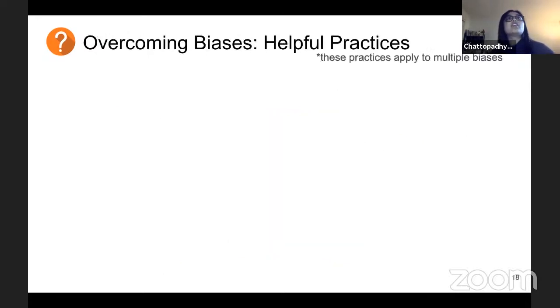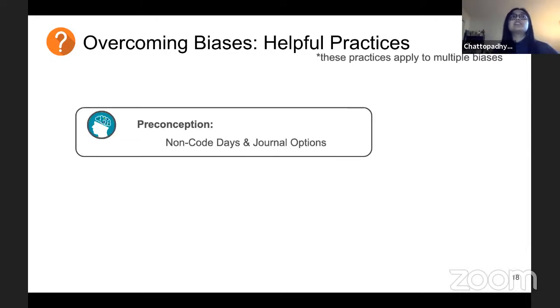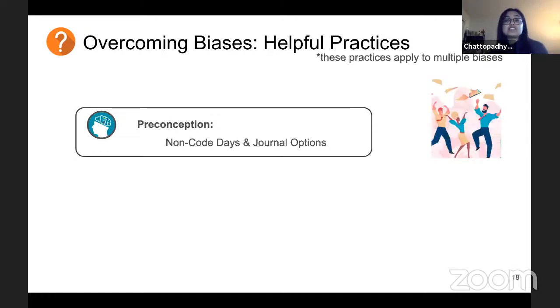So then we asked the developers, how do you overcome these biases or the negative effect of the biases? And there were certain interesting answers that came up. One of them was, for example, for preconception, developers believe that days which are not focused on code, for example documentation days or test fests, can help us break out of our preconception or hypothesis and focus on other things. Another example is maintaining proper journals and diaries, which also help us self-reflect on the preconceptions that we have.